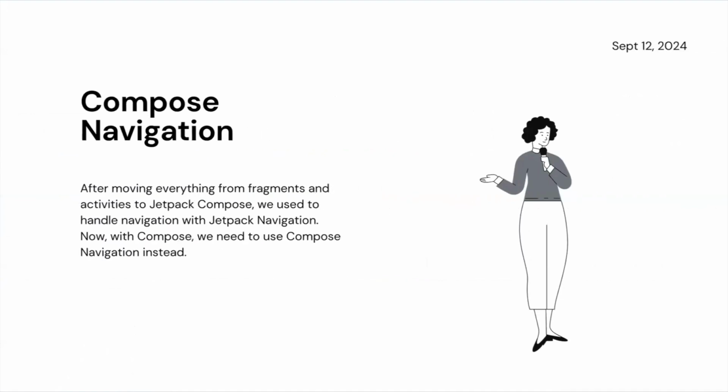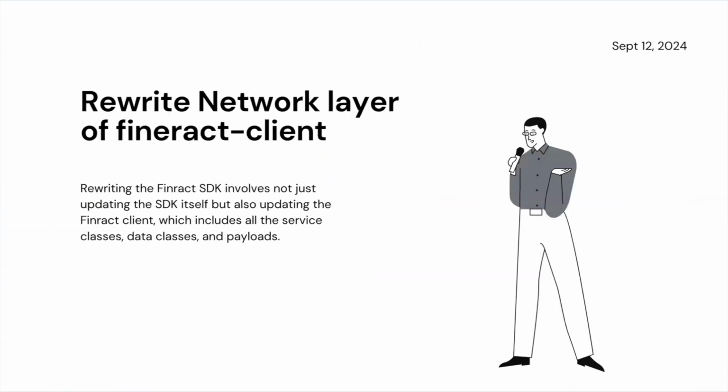After migrating all the screens from Fragment to Compose, the first thing we should implement is navigation in Compose. So I started with Jetpack Compose navigation, and I implemented all the navigation through this only. After that, my main task was to rewrite the Fineract client using the SDK.